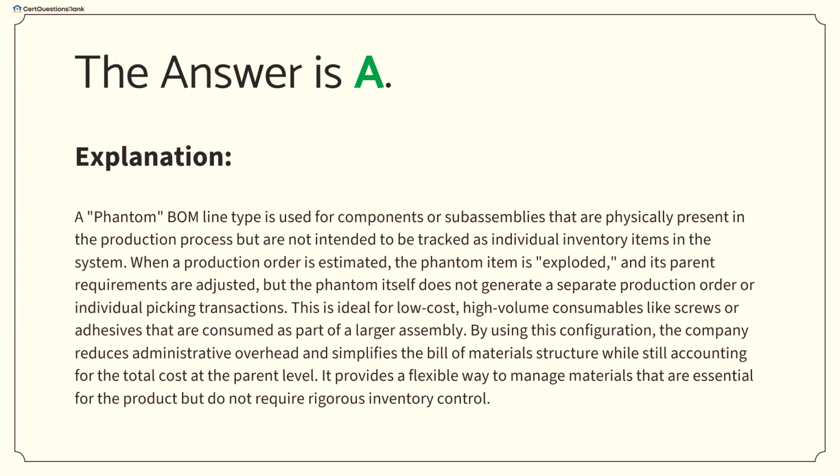A phantom BOM line type is used for components or subassemblies that are physically present in the production process but are not intended to be tracked as individual inventory items in the system. When a production order is estimated, the phantom item is exploded, and its parent requirements are adjusted, but the phantom itself does not generate a separate production order or individual picking transactions. This is ideal for low-cost, high-volume consumables like screws or adhesives that are consumed as part of a larger assembly.